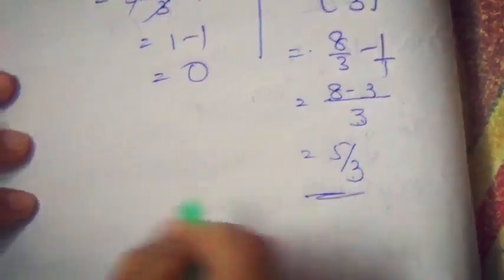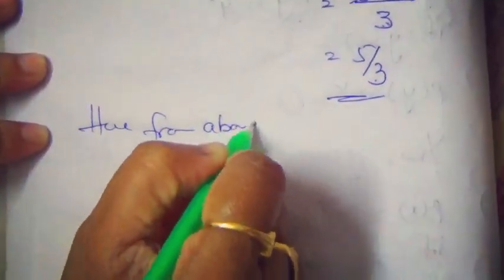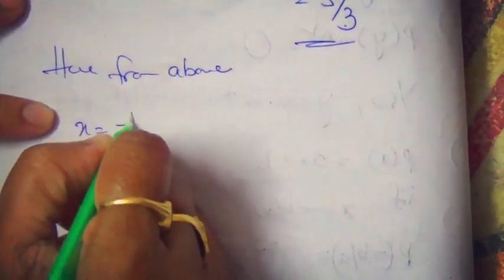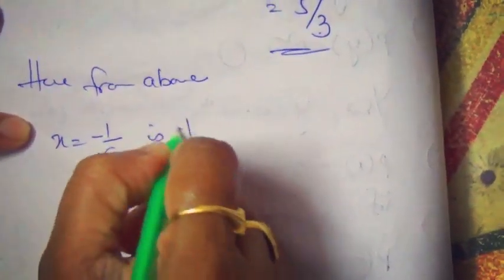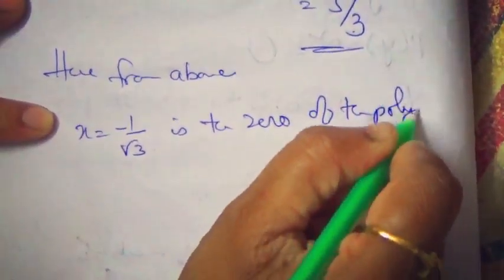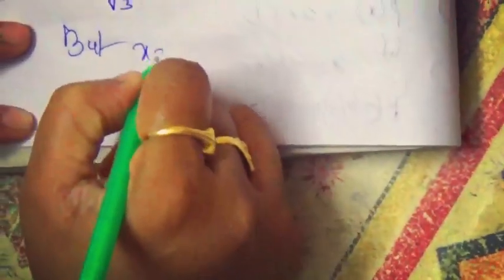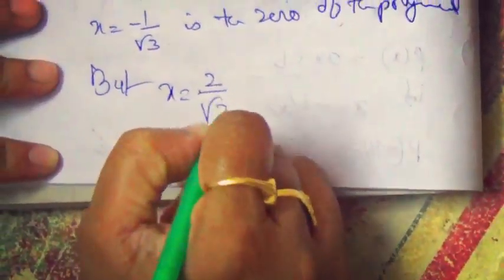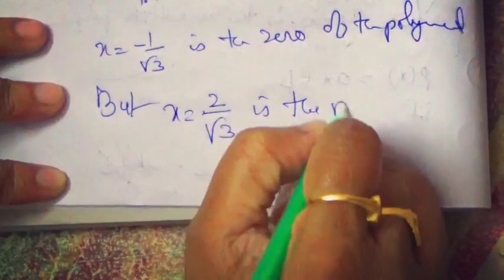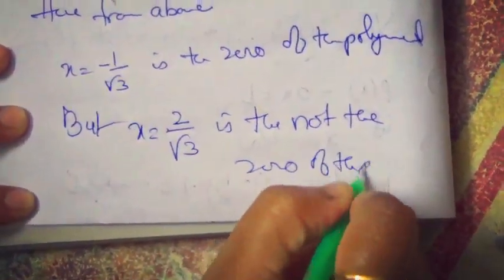That's it. So here, from above, x is equal to minus 1 by root 3 is the zero of the polynomial. But x is equal to 2 by root 3 is not the zero of the polynomial. Okay, here we finished this sum.